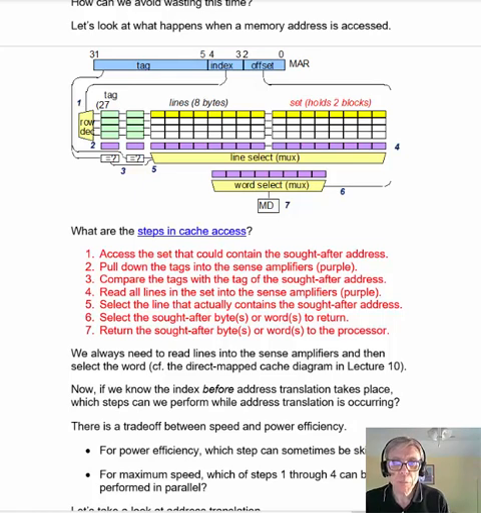But there's a trade-off between power and speed. If we want to save power, but we don't really care about speed and none of the tags matches, then we don't have to read any lines into the sense amplifiers. So we could skip step 4. But if we want maximum speed, then we pull down the tags and read the lines while we're comparing the tags. In either case, if there's a match, we return the bytes to the processor, and if there is no match, then it's a cache miss, and it has to be handled by referring to main memory.